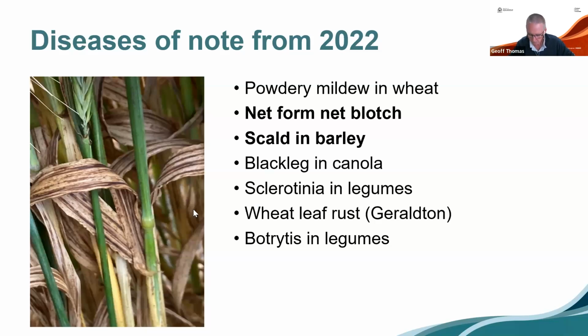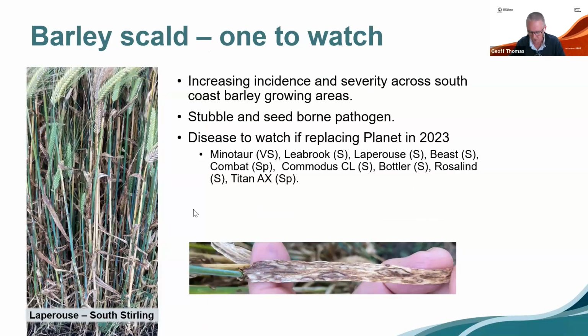I actually want to spend a little bit of time talking quickly about scald. We think that's a disease for us to keep an eye on. Last season, about 15% of the paddocks that we visited had measurable levels of scald in them. It's been increasing in incidence and severity, particularly across the south coast barley growing regions over the last couple of years. It's a stubble and seed-borne pathogen, so there will be inoculum around this year.